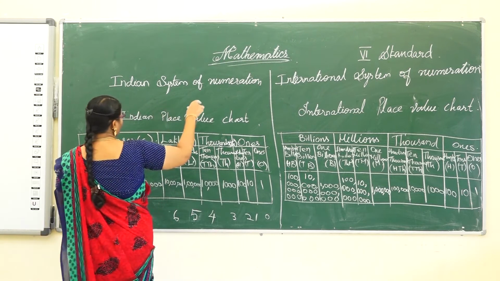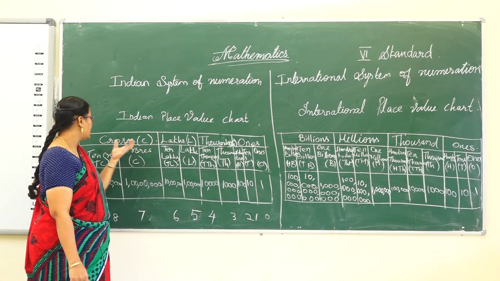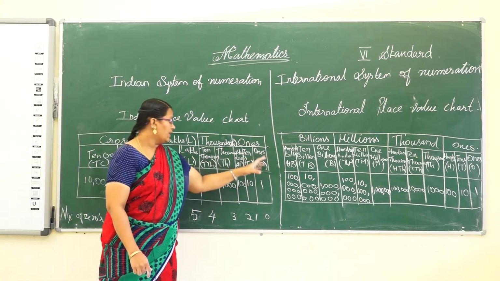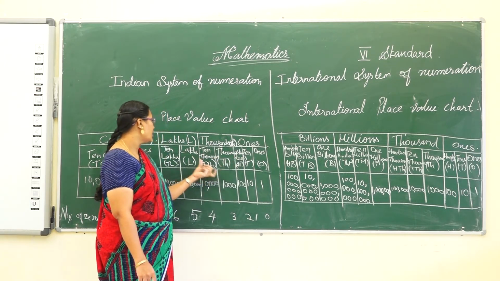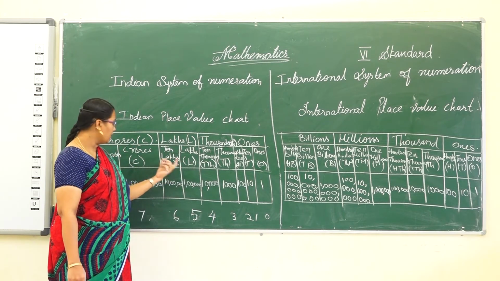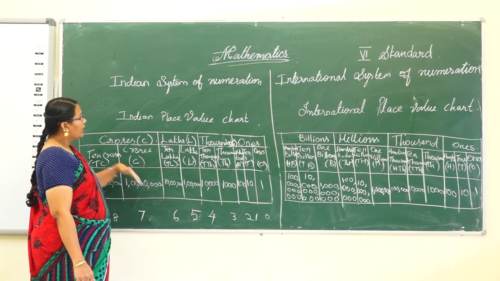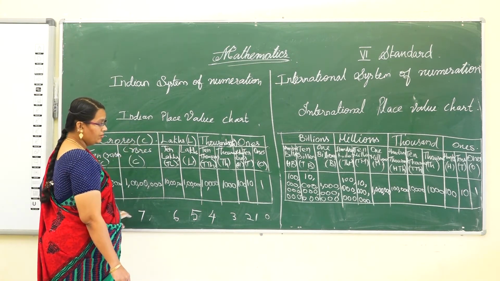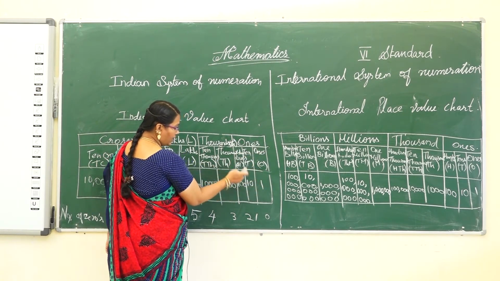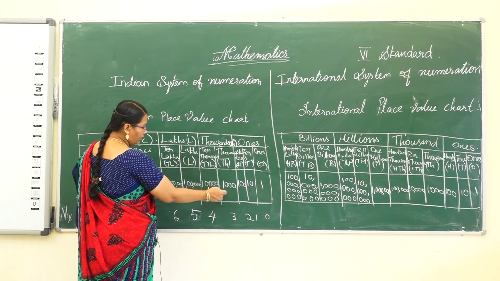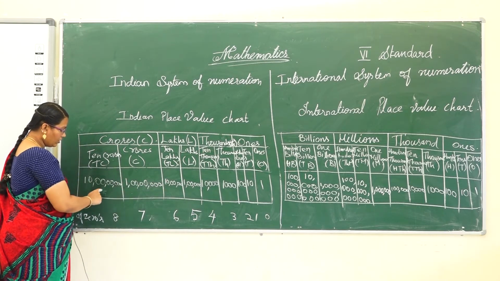The Indian system of numeration has ones, thousands, lakhs, crores. Ones contains ones, tens, hundreds. Thousands contains 1000, 10,000. Lakhs contains lakhs and 10 lakhs. Crores contains crores and 10 crores. So this is the Indian place value chart. The place value of ones is 1, tens 10, hundreds 100, 1000, 10,000, lakhs, 10 lakhs, crores, 10 crores.